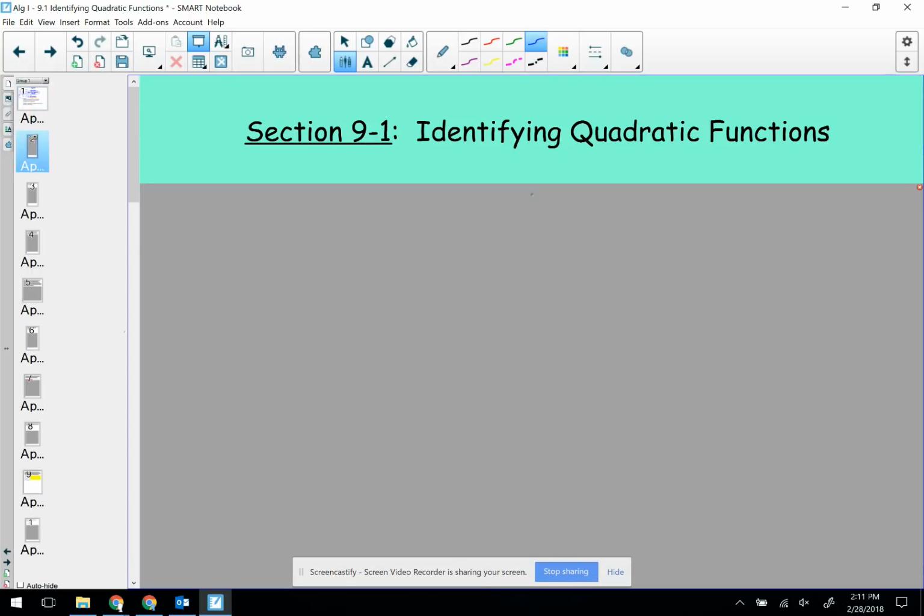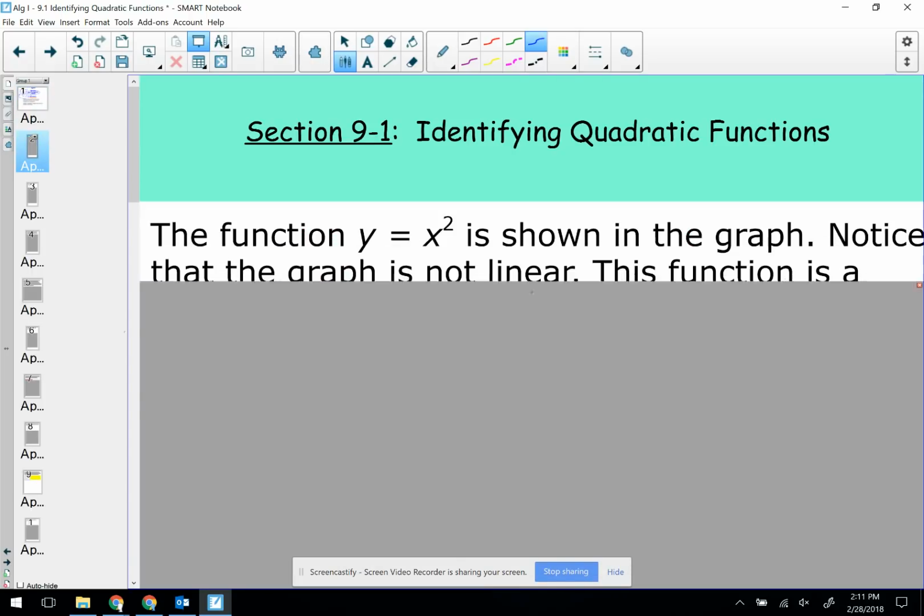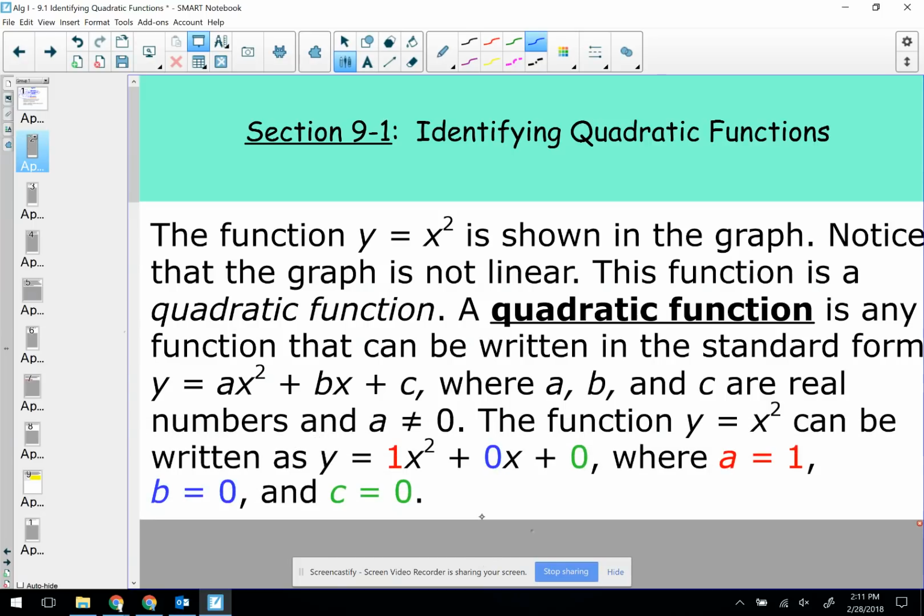Okay, so section 9.1, identifying quadratic functions. Now, here's our formal definition of a quadratic function. Go ahead and write this down. Remember, you should be writing down everything that I box here. I will be checking notes on Friday as well. Everything that I tell you to write down, write down. Every example that I do, you must do.